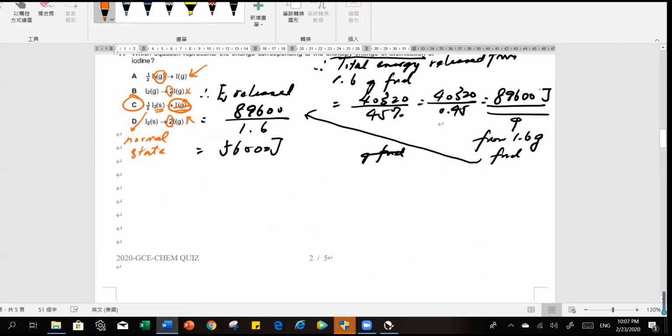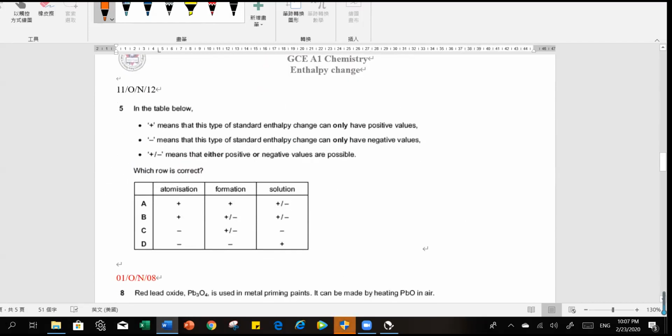Oh, let's take a look. Oh, here now, this is easy. Atomization, as I told you, is always positive because you need to break the bond. Formation can be positive or negative. Solution can also be positive or negative. So the answer is B. Okay. And remember, neutralization and combustion. Combustion is always negative. Atomization is always positive.